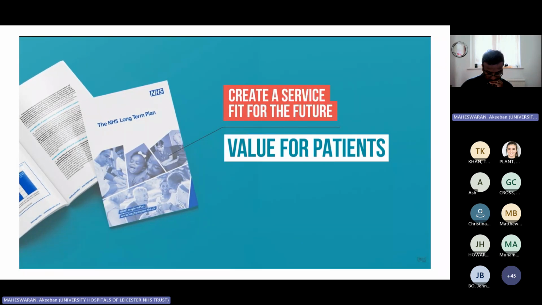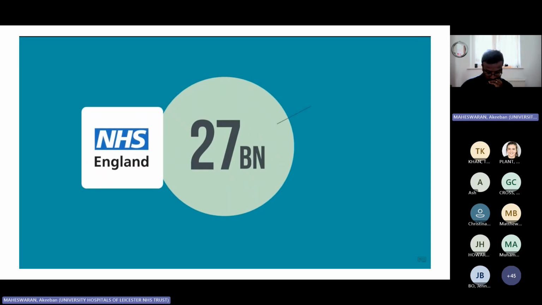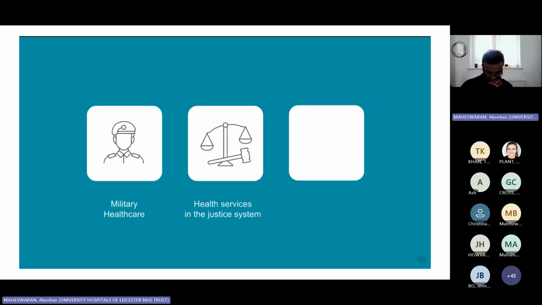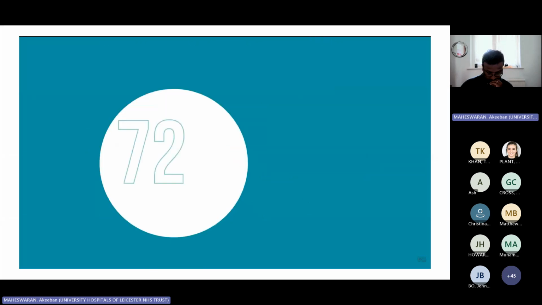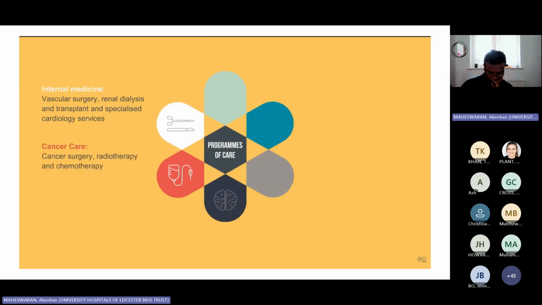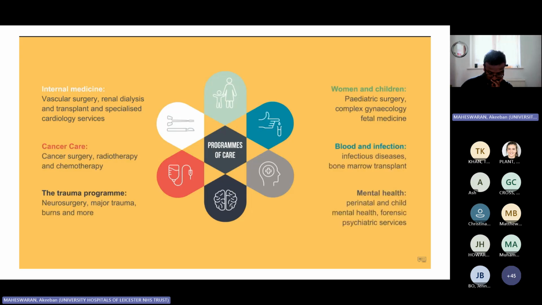The Health and Care Bill builds on the long-term plan to support integration. NHS England has a budget of £27 billion for directly commissioning services, including some primary care services and public health. It directly commissions military healthcare, health services in the justice system, healthcare for children, young people and adults across secure and detained settings, and specialised services. There are 154 directly commissioned specialised services, which are grouped into 6 programmes of care: internal medicine, cancer care, the trauma programme, women and children, blood and infection services, and mental health.